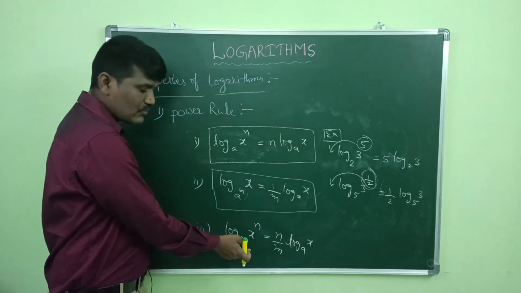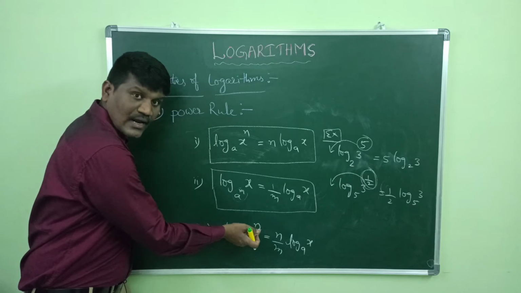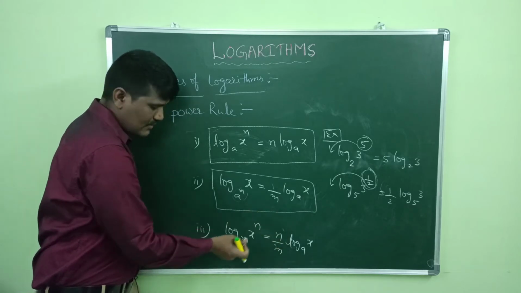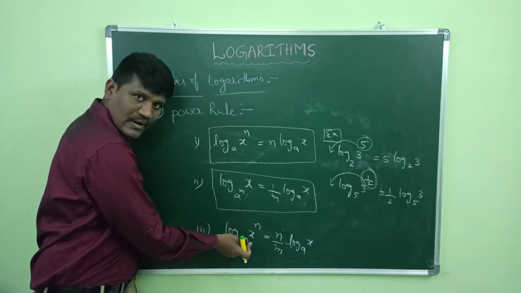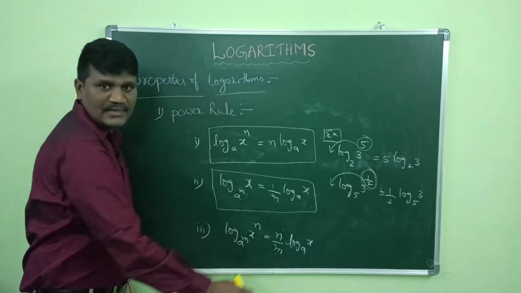So here the powers got removed from x power n. If the log value has a power, it will come in the numerator. If the base has the power, it will come in the denominator.